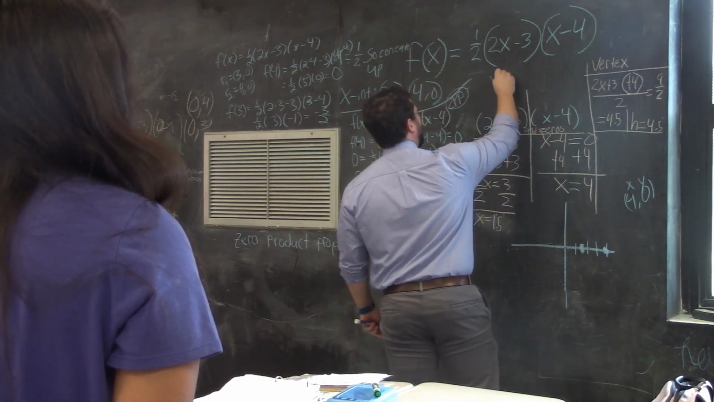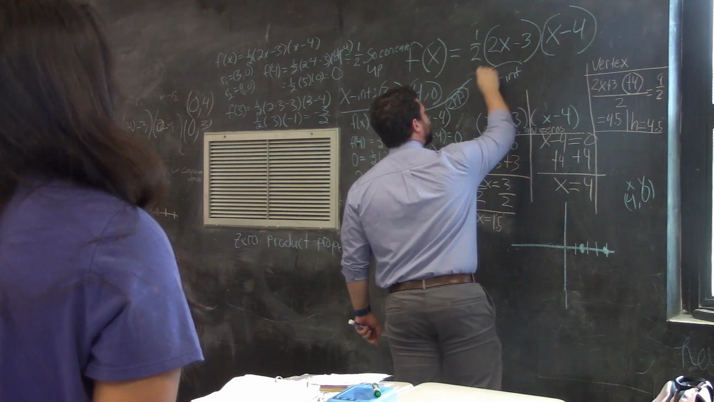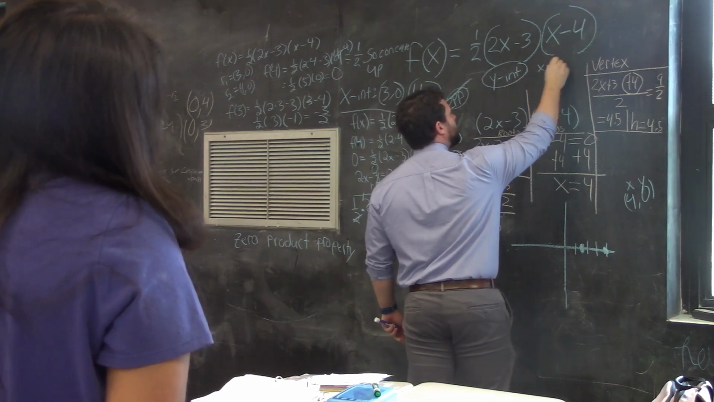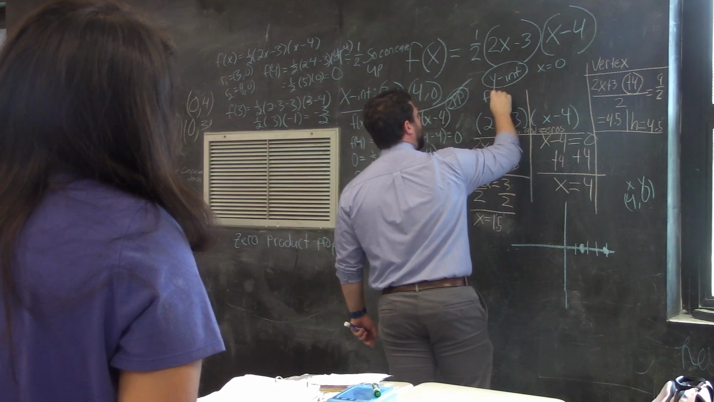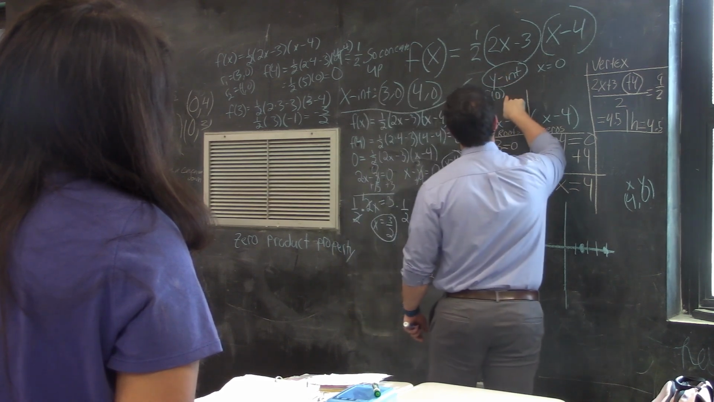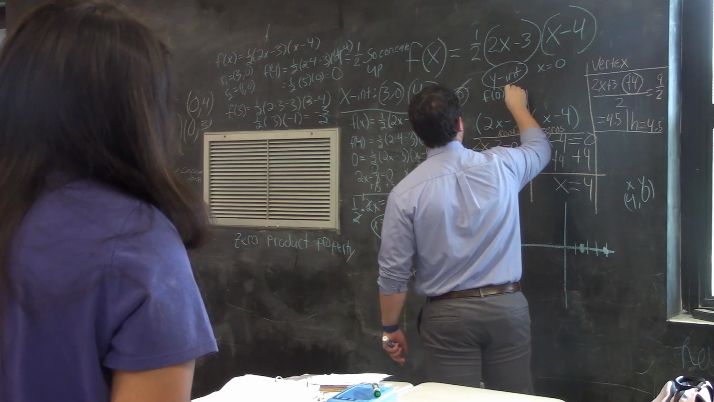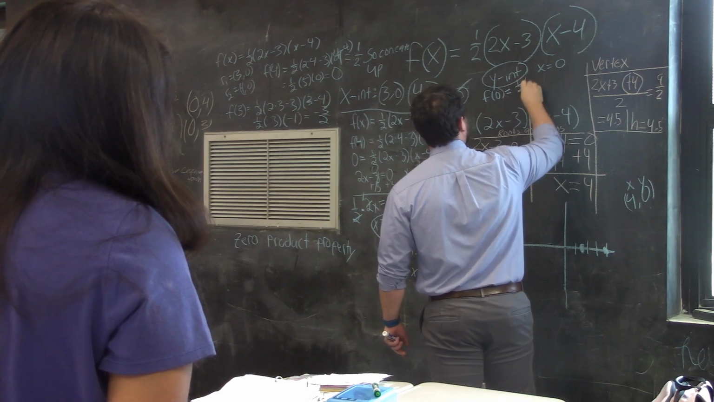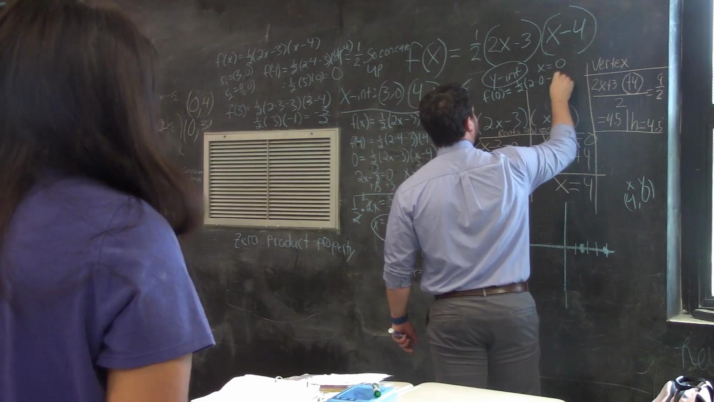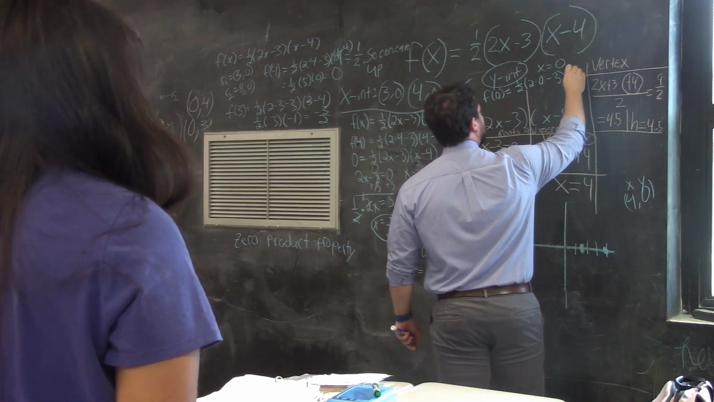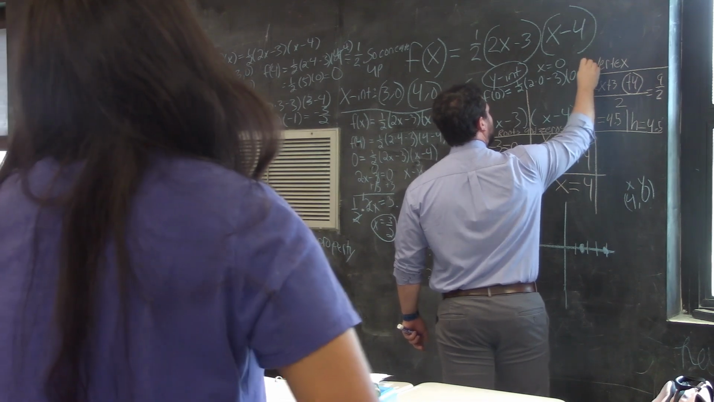What do we know about every y-intercept that's ever existed? My x, or my input, is 0. So f of 0, notice how I'm labeling my y-intercept here. f of 0 is equal to 1/2 times (2 times 0 minus 3) times (0 minus 4).